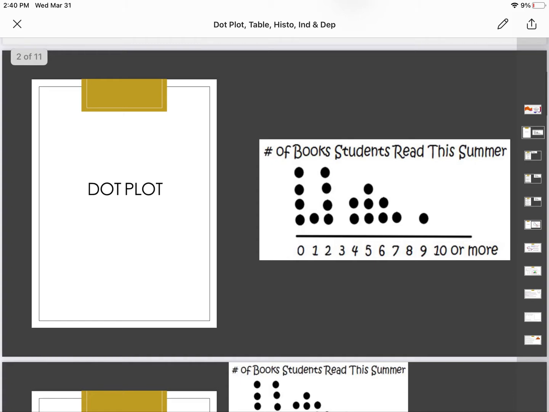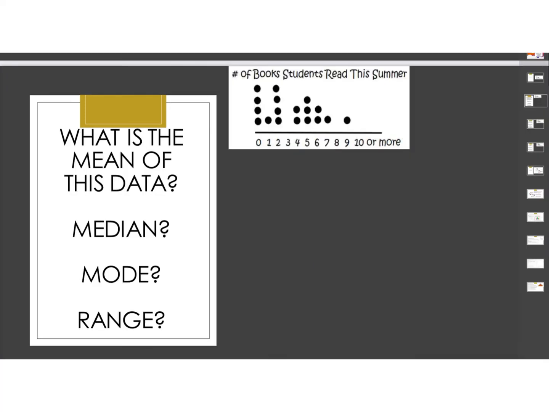And we're going to actually answer some questions regarding this particular graph. If you look here, we've still got the same graph about the number of books students read this summer, but it's asking us different questions. It's asking us to figure out the mean of this data, the median, the mode, and the range. The first thing we need to do is list out these numbers in order from least to greatest. Let's go ahead and do it now, because we're going to have to find the median and the mode. To do that, we already have to order it.